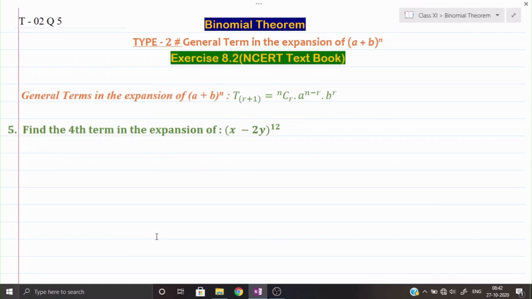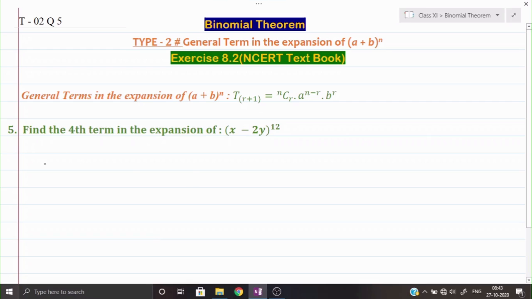In question number 5, what they are saying is: find the fourth term in the expansion. Now see, the question is a little more expanded. Up till now they were asking only for the general term. Now they are saying find the fourth term. So here first of all we shall find the general term, and then we shall replace r by 3, as I told you. If we require the fourth term, we shall replace r by 3. Okay, so let us proceed.